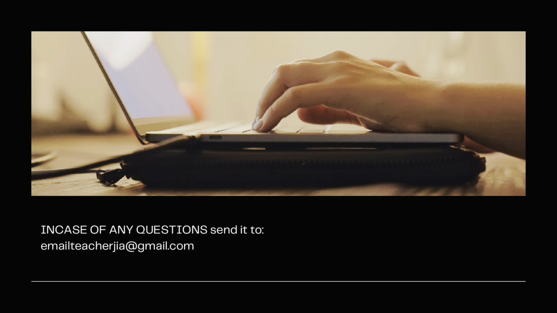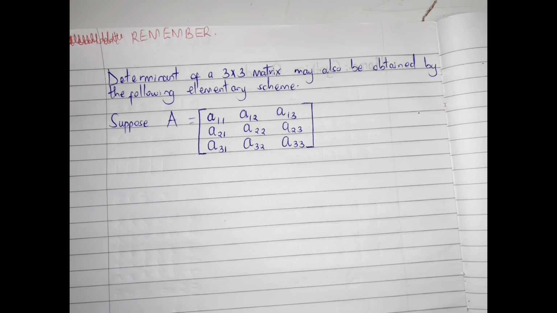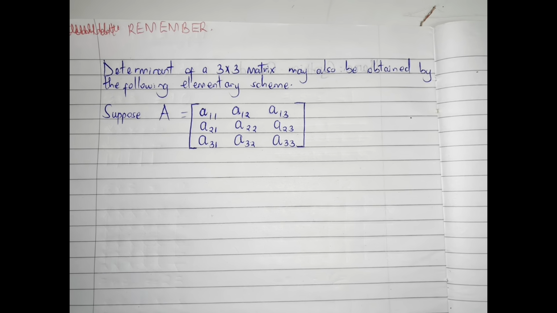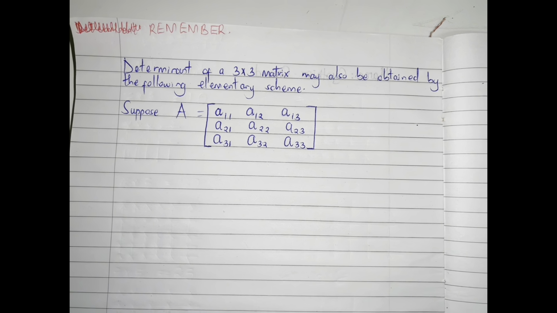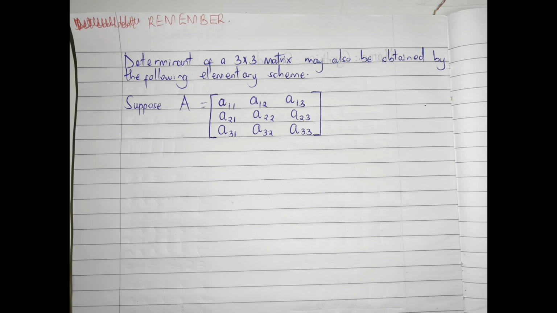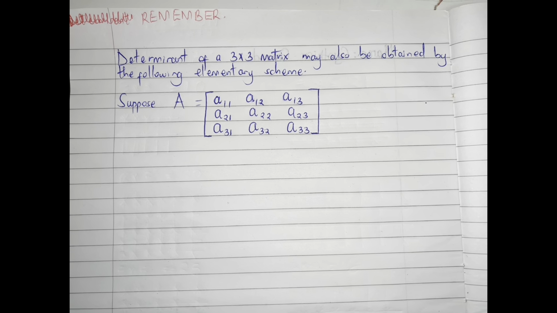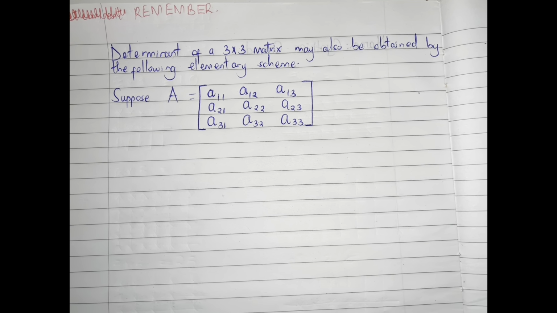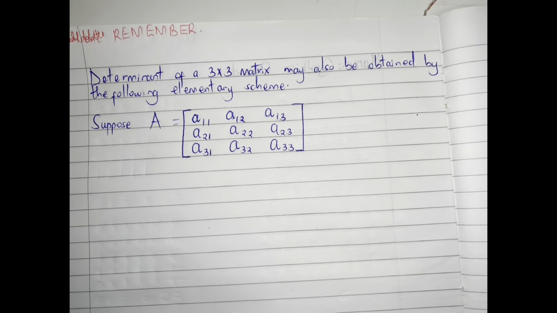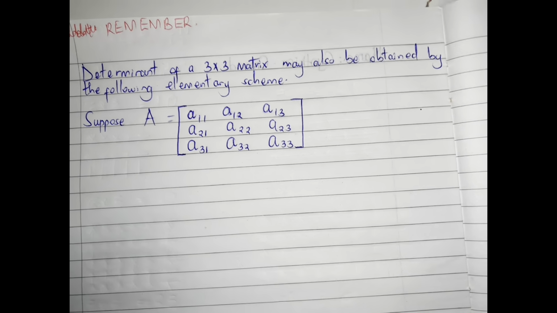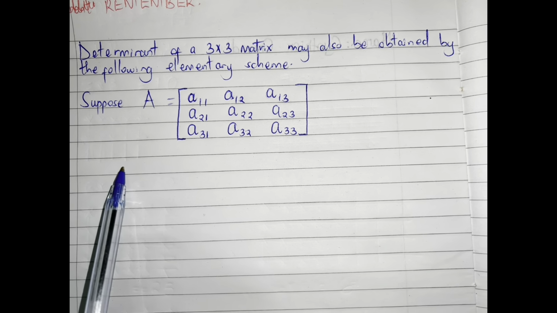Let's get into it. Okay, so let's start. The determinant of a 3×3 matrix can also be obtained by the following elementary scheme. You might find the other methods difficult, so you can use this method that I'm going to show you. Suppose A is equal to A11, A12, A13, up to A33. What you're going to do is first rewrite all this aside.